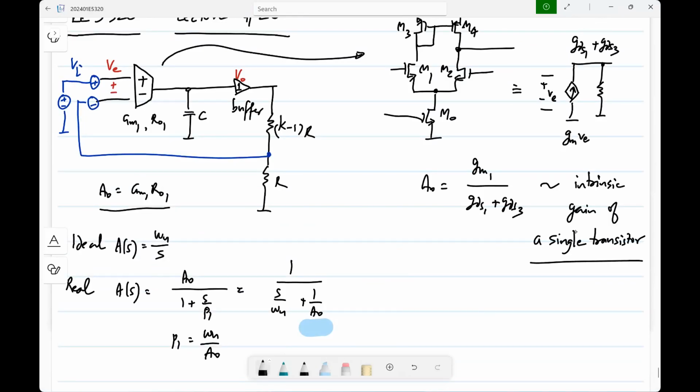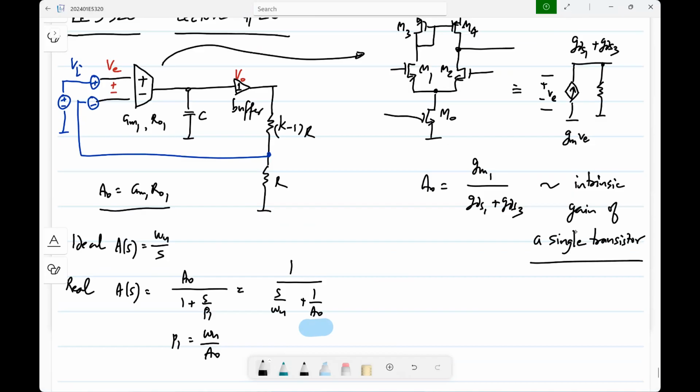It depends on the length, but again, it's not reasonable to increase the gain by orders of magnitude simply by increasing the length, because then the area would just blow up. Okay. So you have to find other ways of improving the op-amp's performance, that is to have a higher DC gain so that you have a smaller steady state error. Okay. Any questions about this?